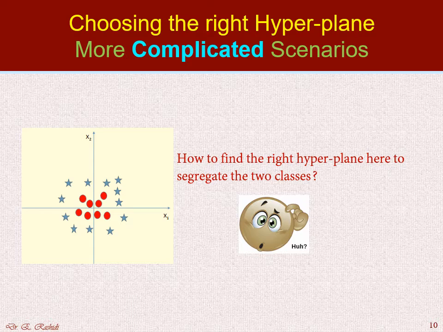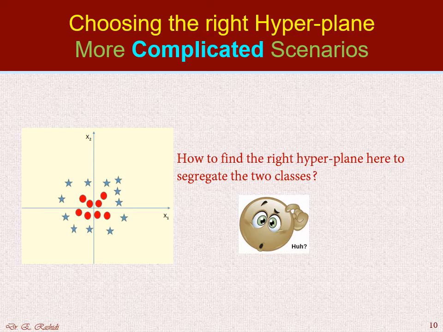And a hyperplane in this two-dimensional space has to be a straight line. It has to be a straight line. So as you see here, this sounds really complicated. I mean, it looks impossible to do that, right? So what should we do? Should we give up on it?